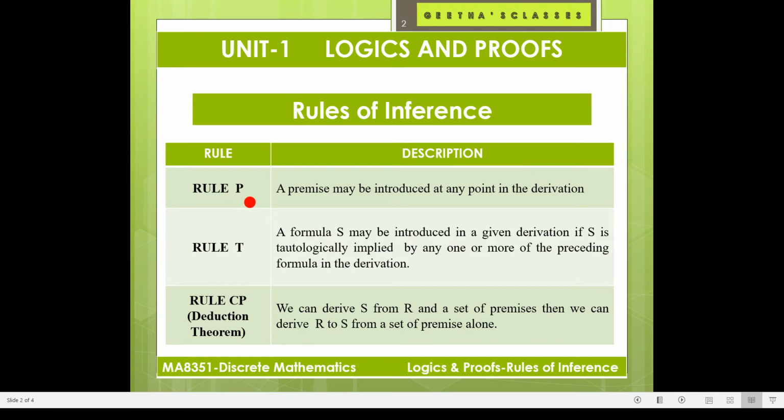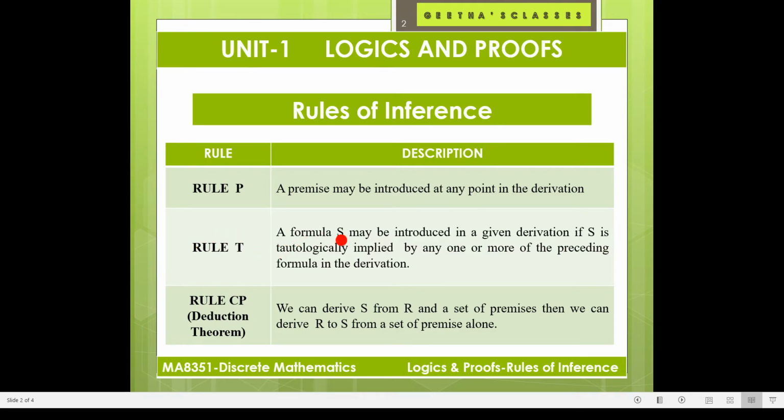First one is rule P. A premise may be introduced at any point in the derivation. So rule P is the given premise, that is, the premise given in the question. So you have to introduce that question premise. That premise can be named as rule P. Next one is rule T.